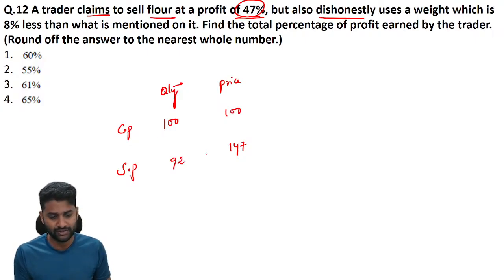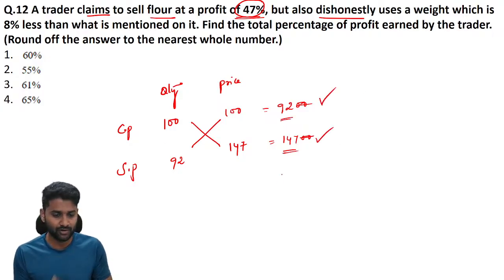Now I am using only 92. Just cross multiply them. It's 9,200. Here 14,700. And you can cancel 0 and 0. So definitely, if the cost price is 92 units and the selling price is 147 units, definitely a person gets profit. How much profit did he get?